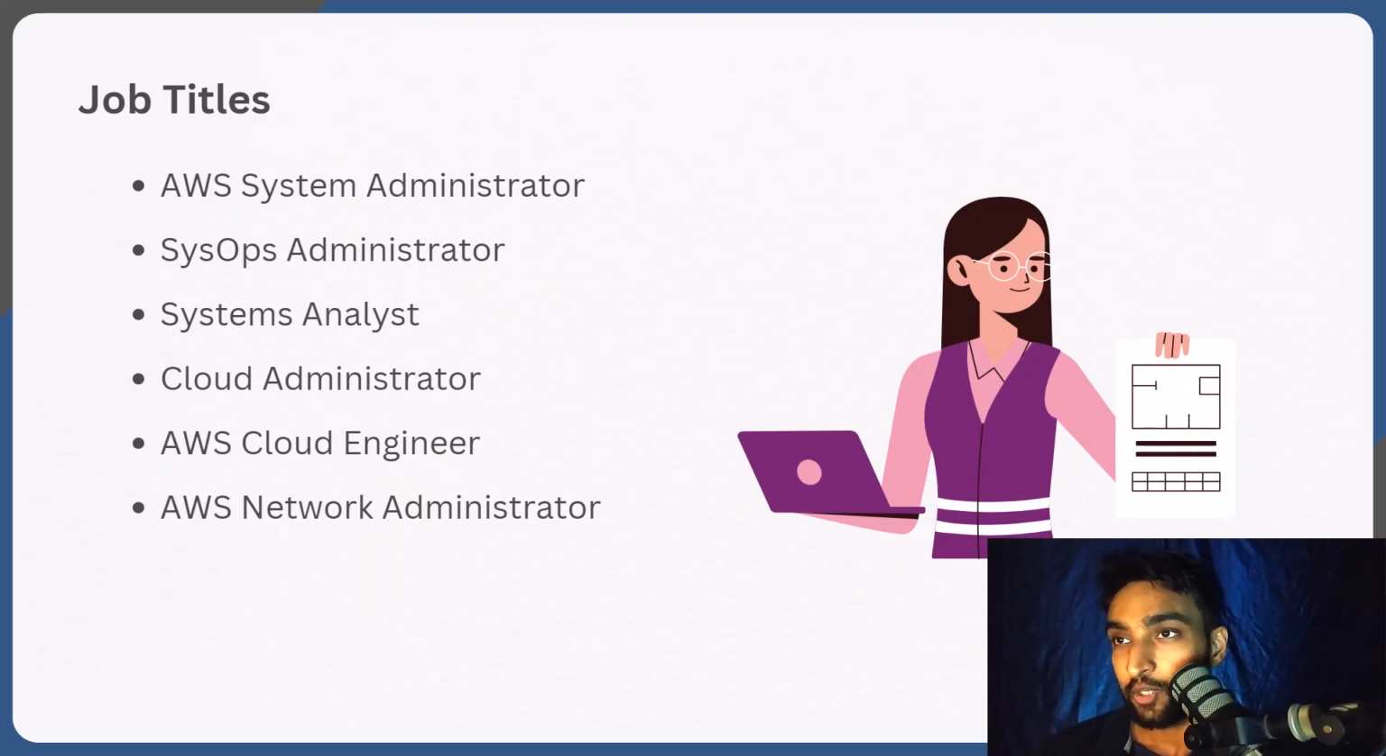If you're aiming to become a SysOps administrator, you can also aim for these job roles. Although the job designation or the job title is different, they pretty much do the same job. So you can call yourself AWS System Administrator, SysOps Administrator, Systems Analyst, Cloud Administrator, AWS Cloud Engineer, or AWS Network Administrator. They all mean the same. You can aim for all these job roles.